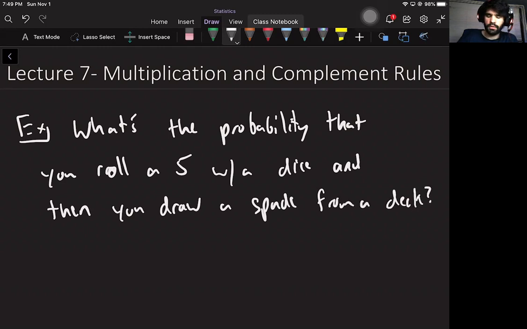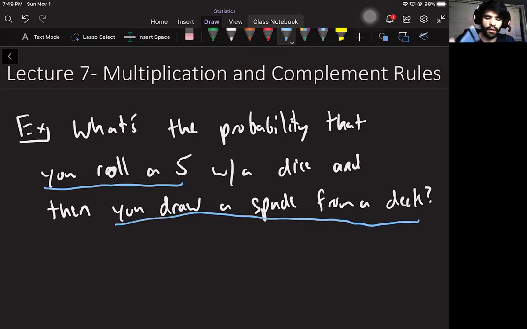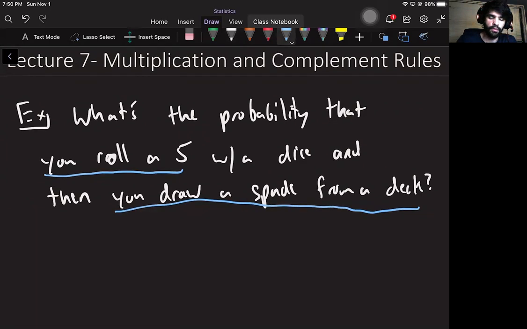So what's going on with this question? So in the other video, we were always just doing like one thing at a time. So like, what's the probability you roll 5? Or a different question would be, what's the probability you draw a spade? And then we did addition rules, which came from asking what happens if you do this or that. But now an "and" is between the two events. So let's sort of pick this apart.